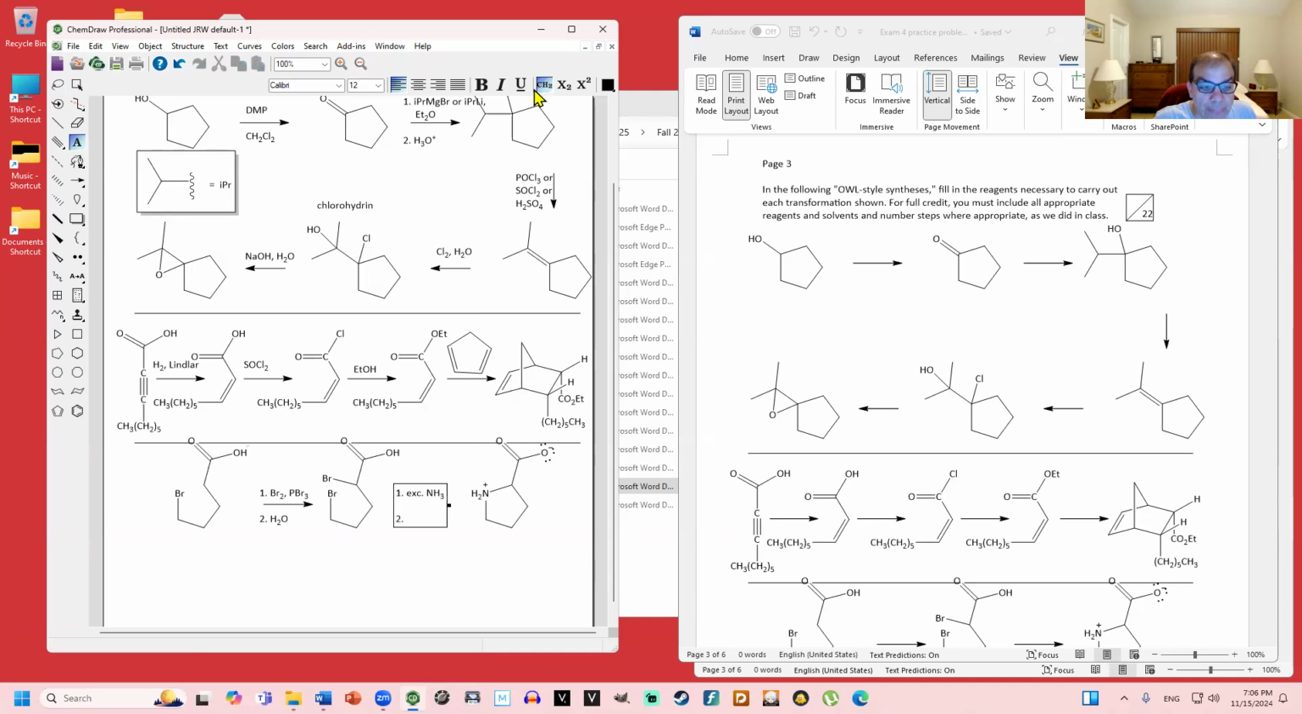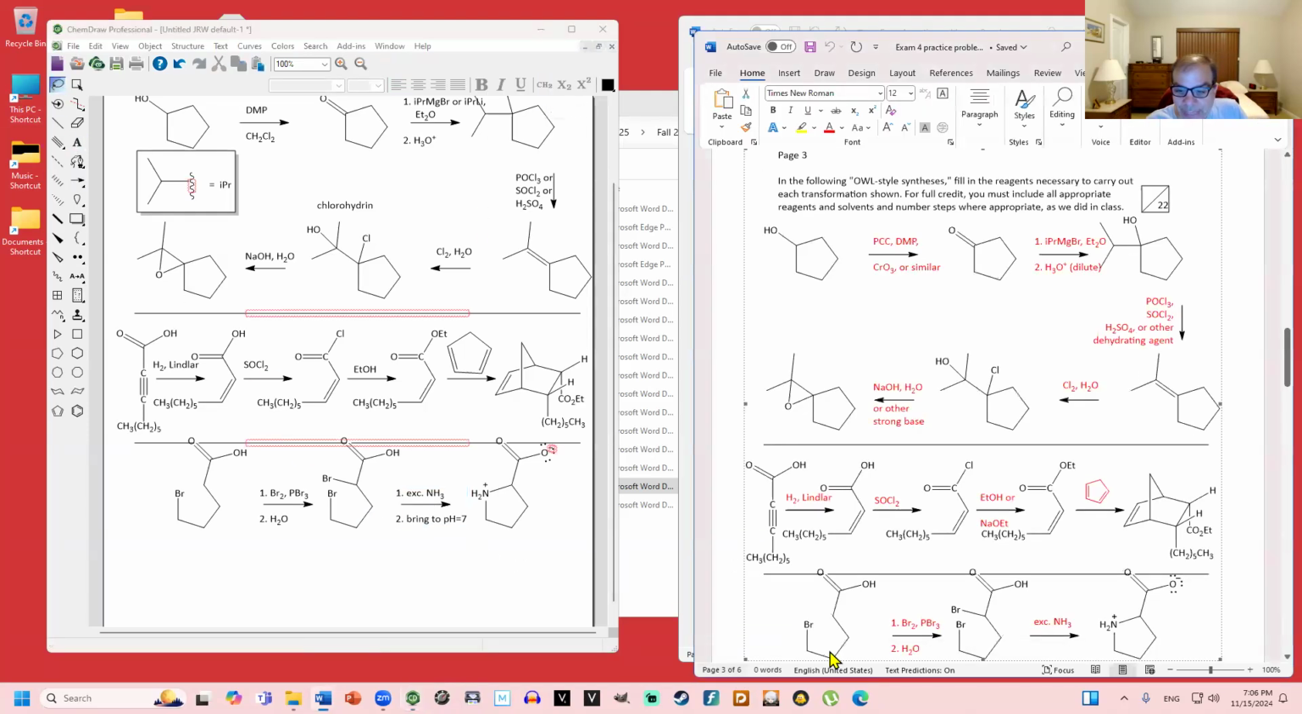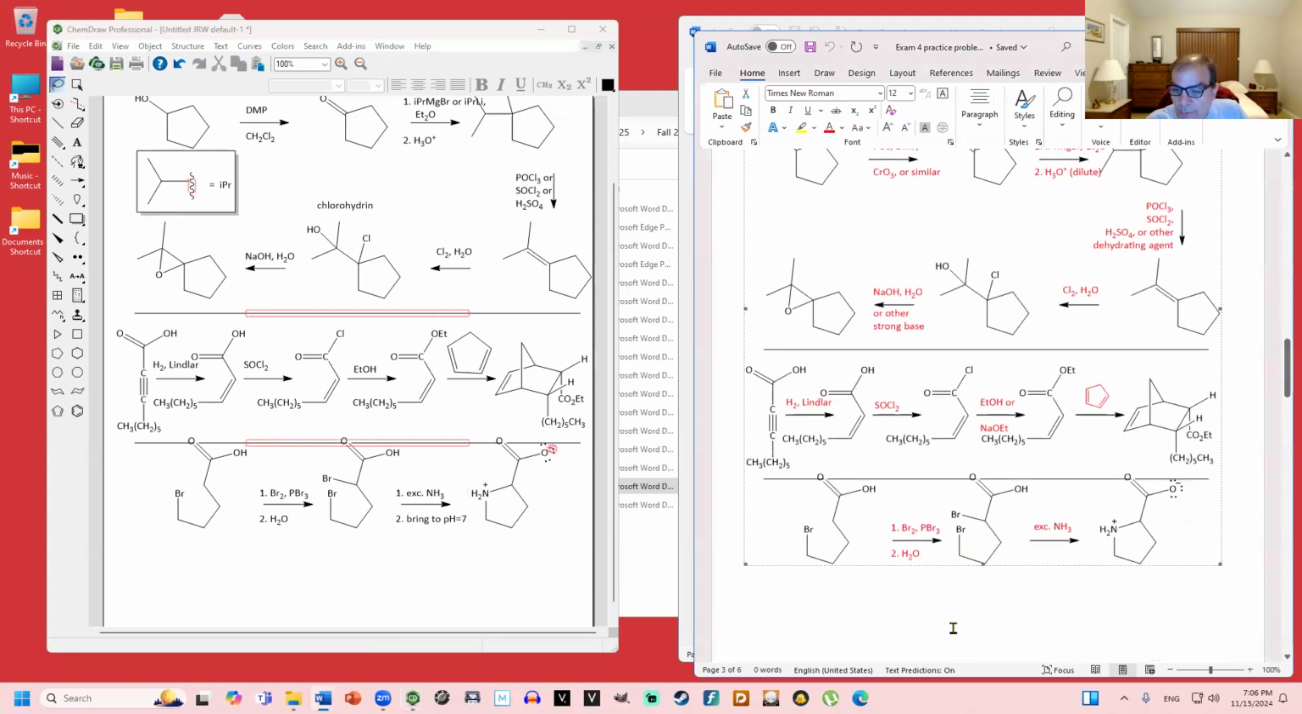And then in order to get the form of the amino acid that you see there, you would need to bring it to pH 7. I don't know how picky I was on that part, but technically you would need to bring it to pH 7. And I think I have that on the answer key also. I don't, so I guess I didn't really care either way. But technically you would need to bring it to pH 7. But for now, I will say that didn't have to be there to get credit. Just the excess ammonia.